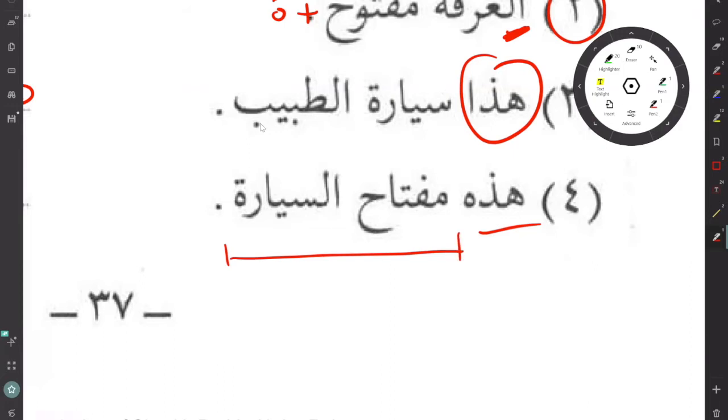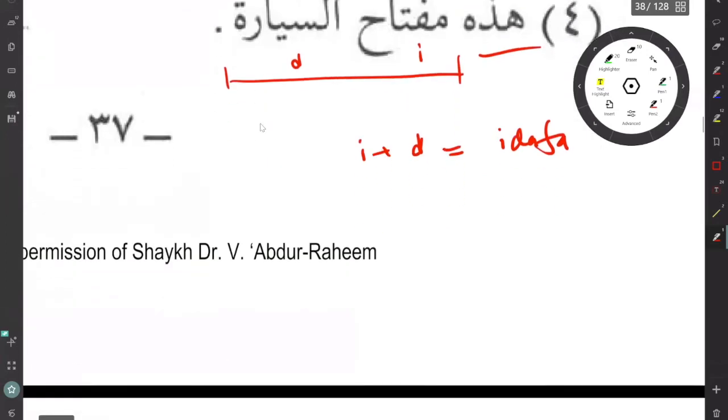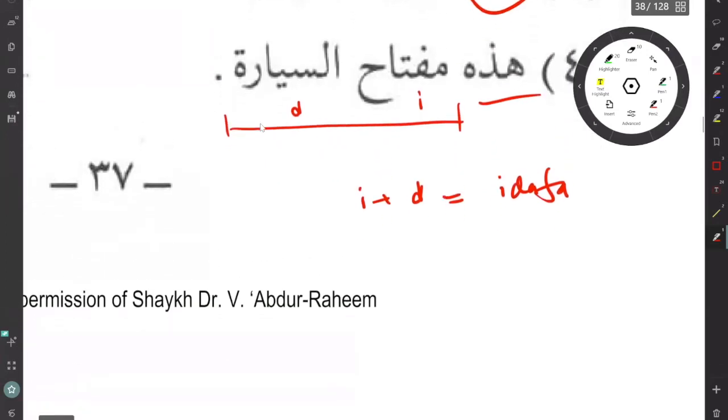You have in your mind, you should be thinking like this one is indefinite and the next one is definite. So when you go something like that from indefinite to definite, what do you have? What kind of phrase do you have? It's going to be إضافة. Yes, إضافة.